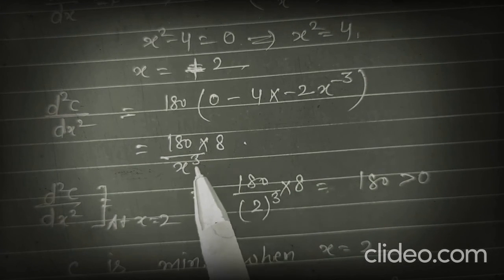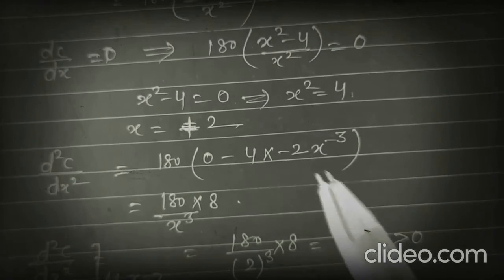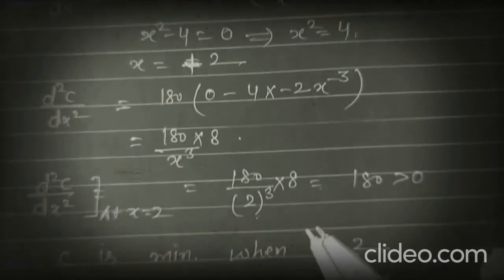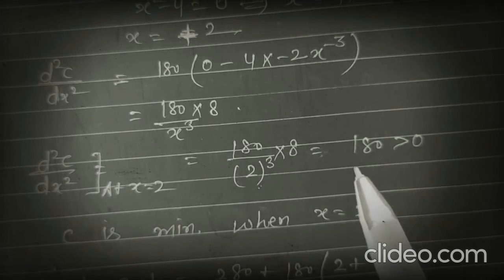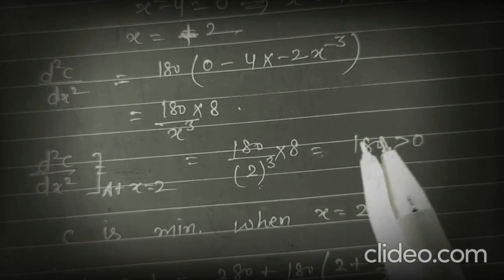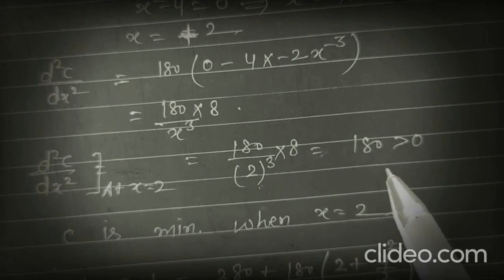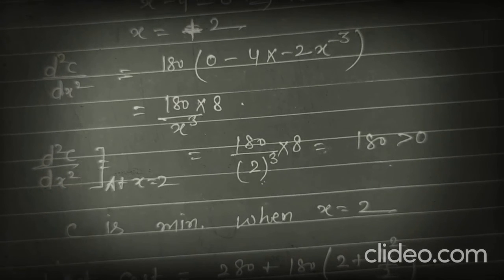Now we will put the value of x here. We have found x is 2. So for x equal to 2, this is positive. If the second order derivative is positive, then the cost is minimum. So the cost is minimum when x is equal to 2.